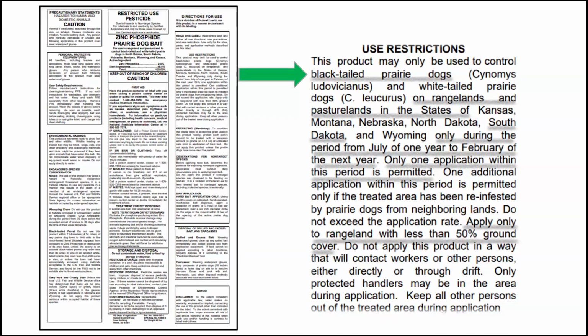The other use restriction is that this prairie dog bait can only be used during July of one year through the end of February the next. That is the time of application, and only one application during that time period, unless you have prairie dogs moving in from neighboring lands after you've done the application. The other use restriction is that this product can only be applied to rangeland that has less than 50% ground cover. That is just so that this product will work, because if there's too much ground cover, the prairie dogs are going to eat that instead of the zinc phosphide prairie dog bait.